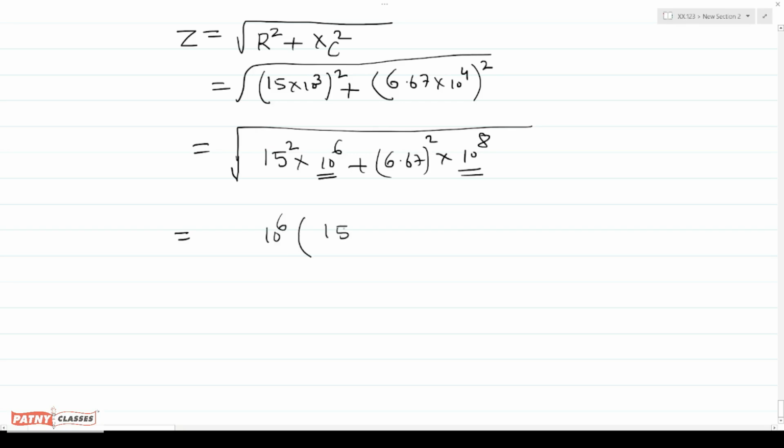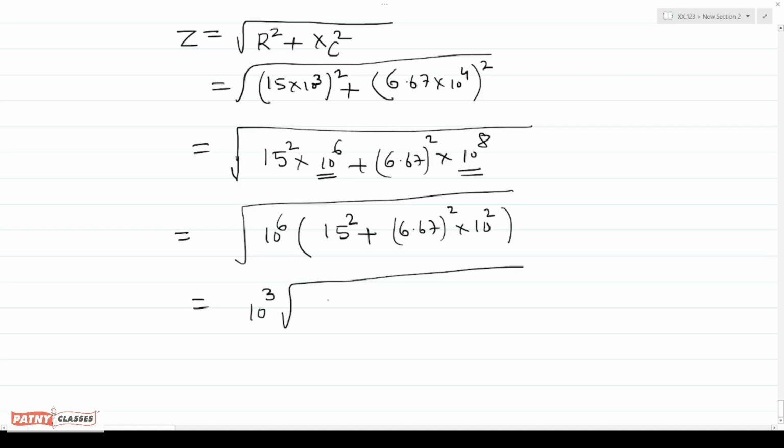I can take common here. So it is 15 square plus 6.67 square and 10 raised to 2 is left. Now I can take 10 raised to 6 as a outside of the root. So it becomes 10 raised to 3 and 15 square, that is 225, and square of 6.67, nothing but 44.49, and square of 10 square is 100.